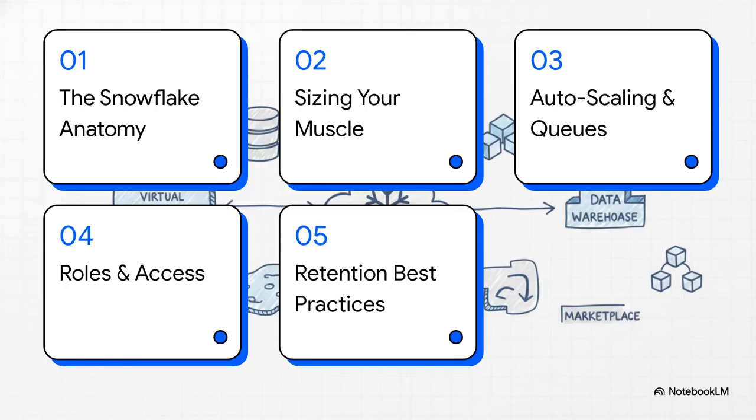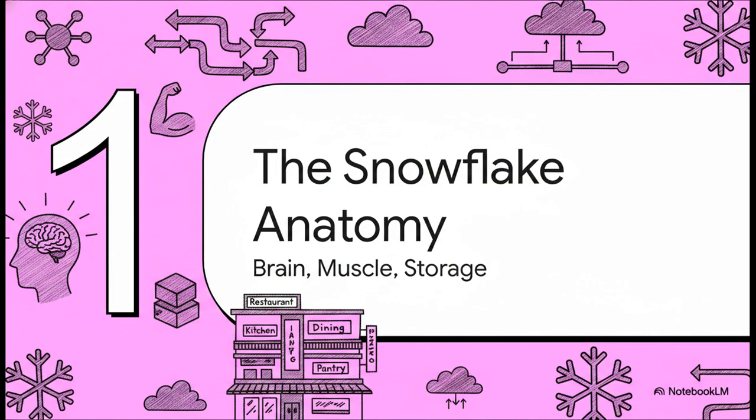So here's our game plan for today. First up, the Snowflake anatomy. Second, sizing your muscle. Third, we'll hit auto-scaling and queues. Fourth, roles and access. And we'll wrap up with retention best practices. Okay, let's dive into this.